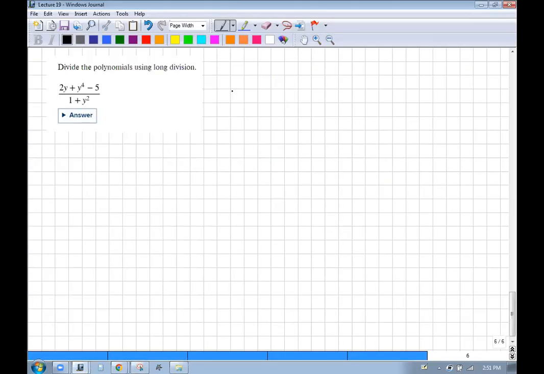Let's see here. We're going to divide these. We kind of want to put them in order. We'd want to put y squared plus 1, and then put these in order from least to greatest. We have a y to the fourth. There's no y cubed, so we'd want to make a space for it, though. There's no y squareds. You want to make space for those. Then we have our 2y, and we have our minus 5. Okay, so you want to put them in descending order.